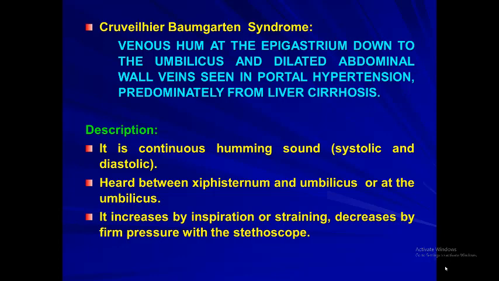Venous hum is a continuous humming sound, systolic and diastolic. Continuous, I mean systolic and diastolic, humming sound, like the sound of an air conditioner. Heard between the xiphisternum and the umbilicus or at the umbilicus itself. It is increased by inspiration or straining and decreased by firm pressure with the stethoscope.